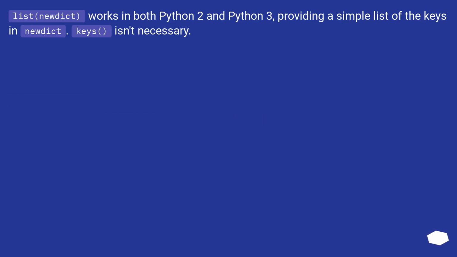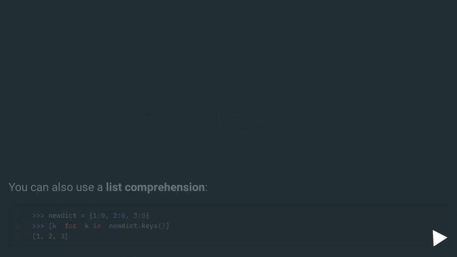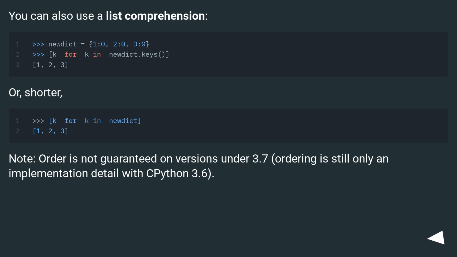list(newdict) works in both Python 2 and Python 3, providing a simple list of the keys in newdict. .keys() isn't necessary. You can also use a list comprehension, or shorter. Note: order is not guaranteed on versions under 3.7. Ordering is still only an implementation detail with Python 3.6.